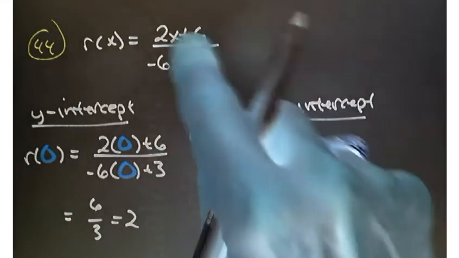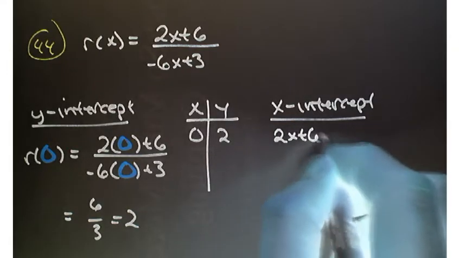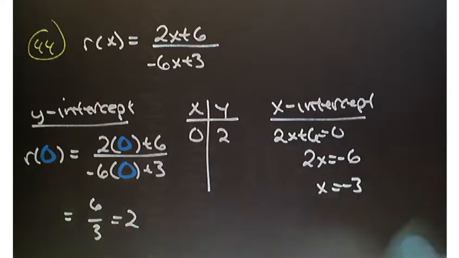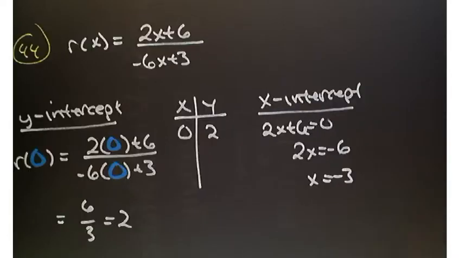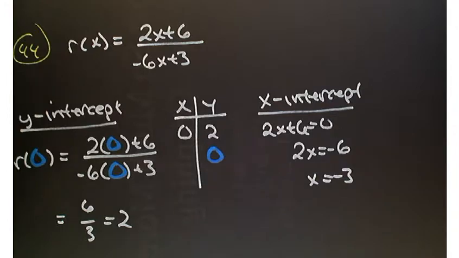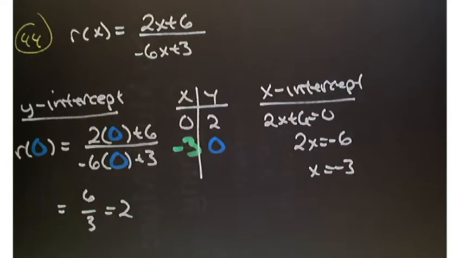Excellent. Set the numerator equal to 0. So let's do that. That's going to be 2x plus 6 equals 0, which means 2x equals negative 6, or x equals negative 3. So setting this to 0 gave me negative 3 for x. So all right, I've got a couple points here. Let's keep going.